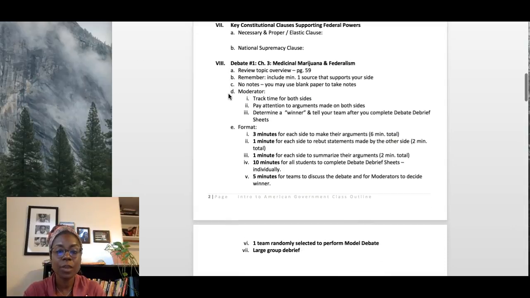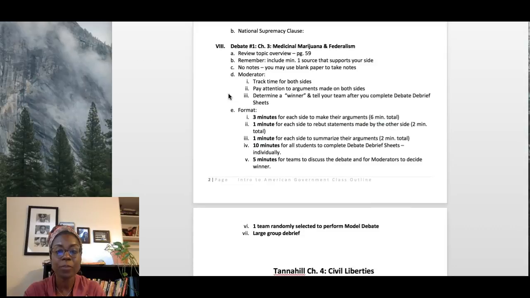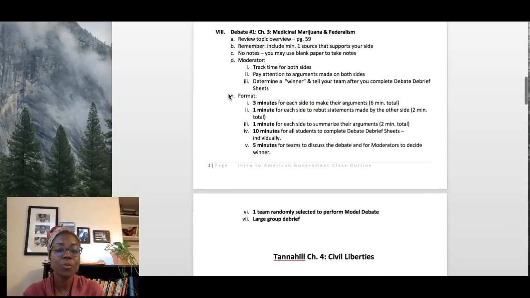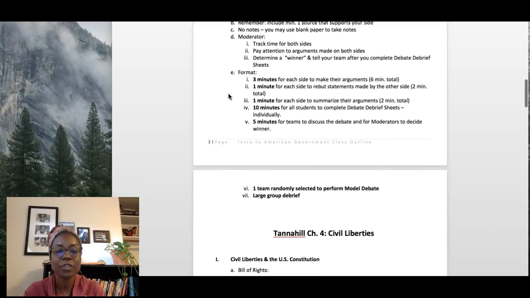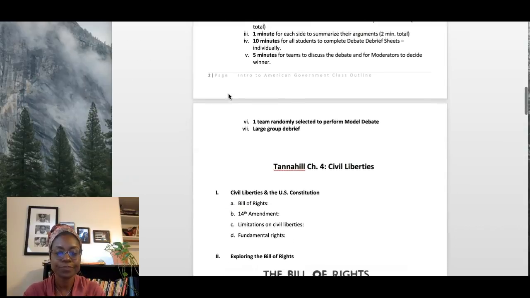In class, you'll be covering your first debate, Chapter 3, Medicinal Marijuana and Federalism. So you'll be applying these concepts that we just talked about with regards to enumerated powers of the federal government and reserve powers of the state government, and those concurrent powers where there are plenty of areas of conflict. And you'll be using those concepts when you engage in your first debate. So this is an overview of what you'll be doing.